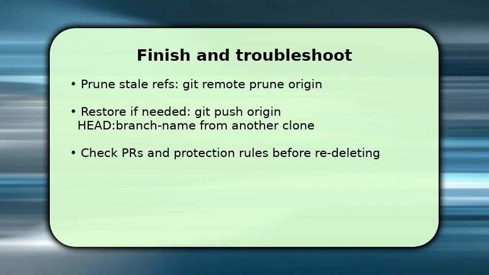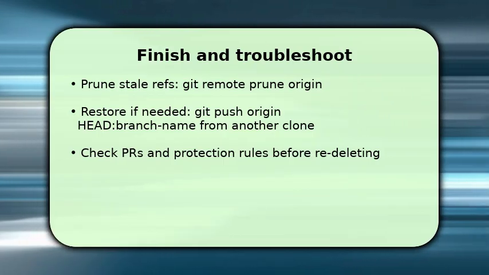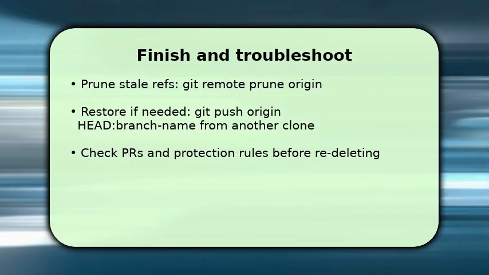If the branch was protected and rejected, check branch protection rules on the server and remove protection before redeleting. If you accidentally deleted a branch, you can often restore it from another clone or from the reflog. Push a recovered branch with git push origin HEAD:<branch name>.